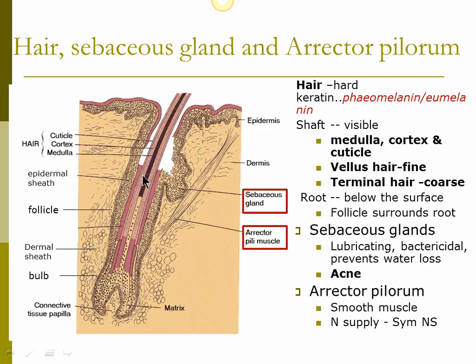And then the rest of the hair goes into the dermis. So this part below is known as the root. And you can see this when it goes down into the dermis. There's a little bit of a swelling present here, which is called the bulb.